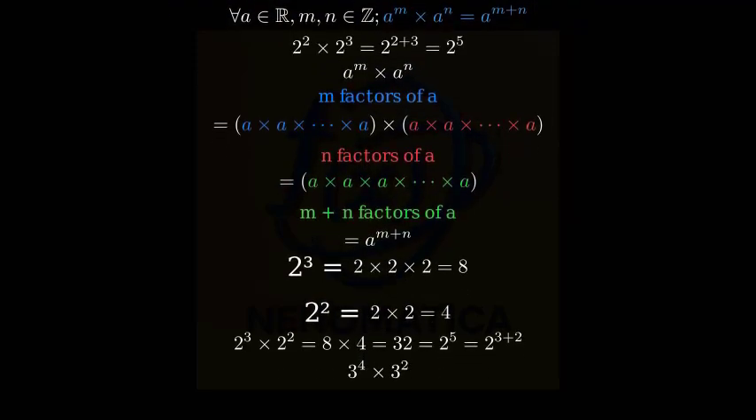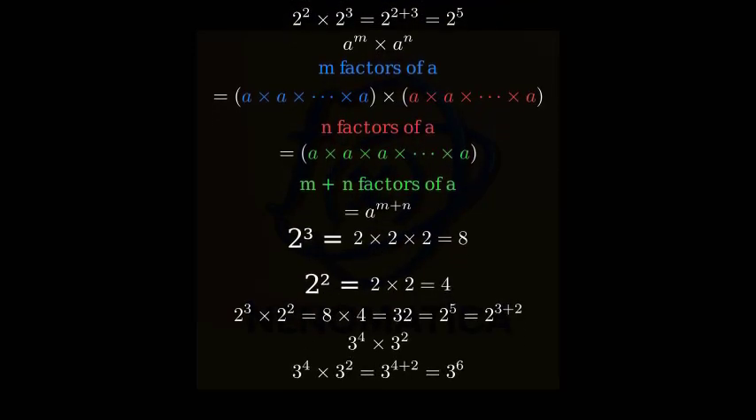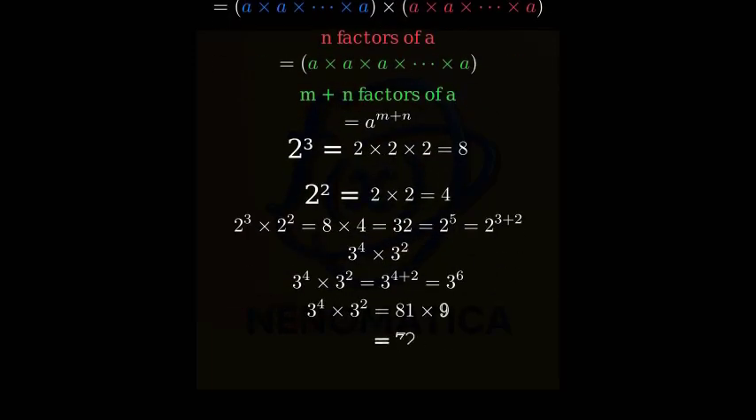Consider 3 raised to the power 4 times 3 raised to the power 2. Applying the product of powers rule, we add the exponents. 4 plus 2 equals 6. So 3 raised to the power 4 times 3 raised to the power 2 equals 3 raised to the power 6. Let's calculate this another way to verify. 3 to the power 4 equals 81, and 3 to the power 2 equals 9. Multiplying these together, 81 times 9 equals 729. And indeed, 3 raised to the power 6 equals 729.